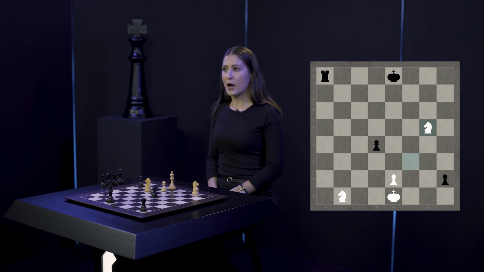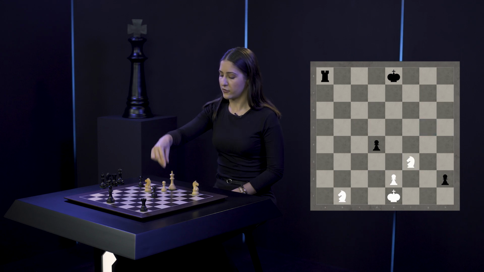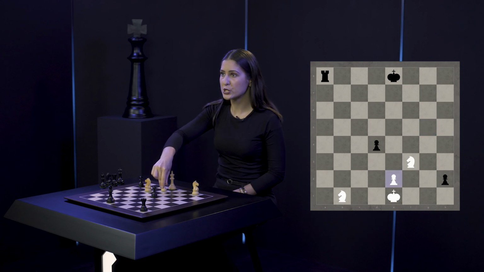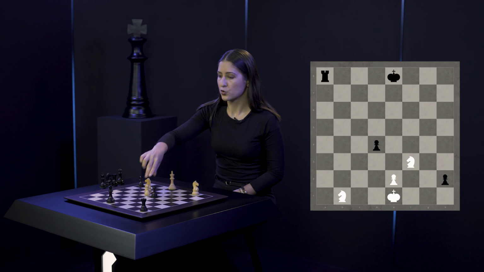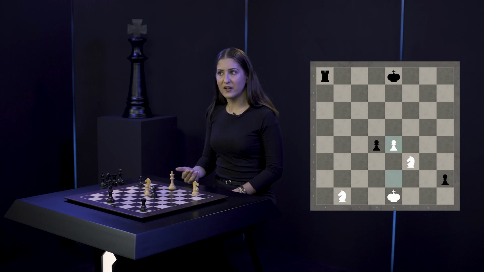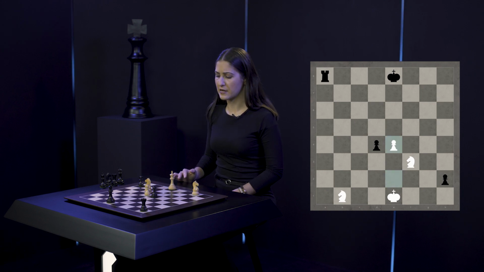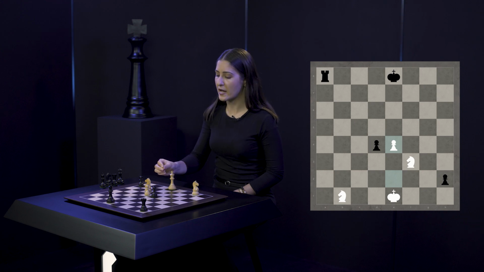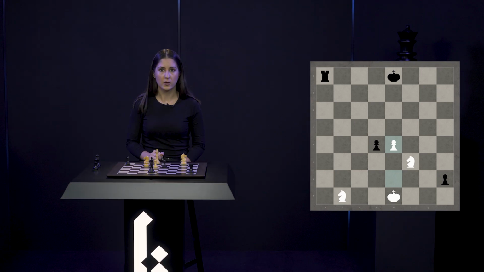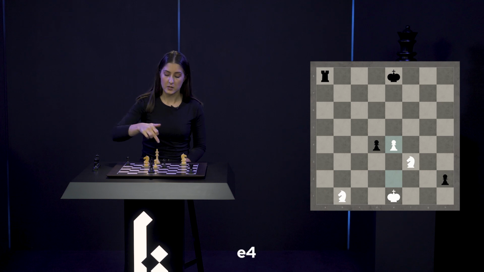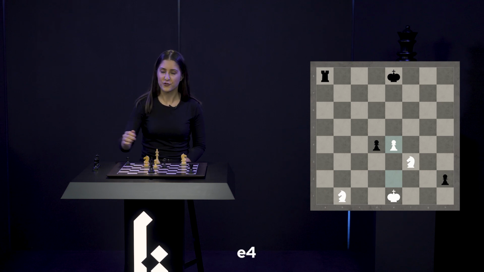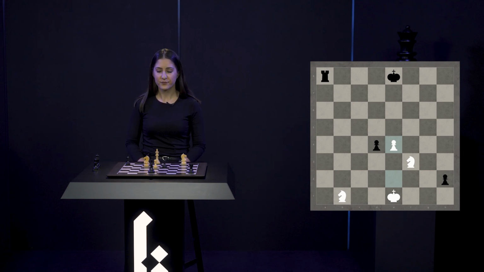What if you are moving a pawn? For example, this pawn is moving 2 steps forward. For a pawn, you don't use any initial letter, so you will not write anything. You will just write the square where this pawn is moving. That is E4. So you will write E4.